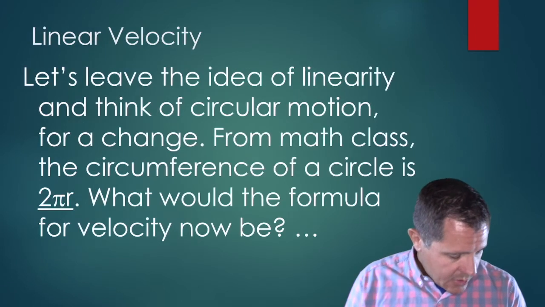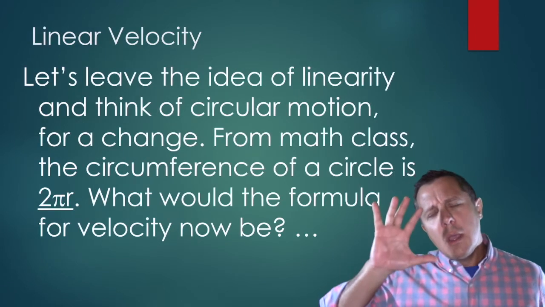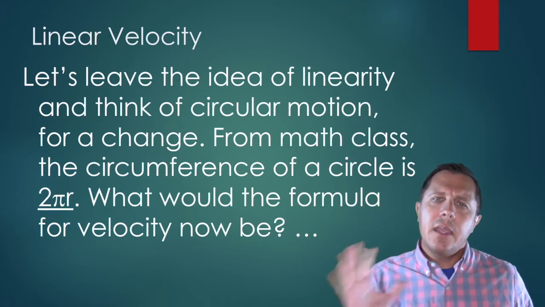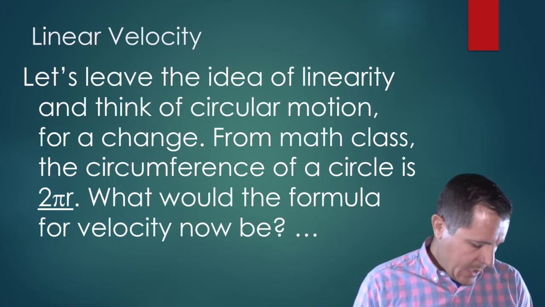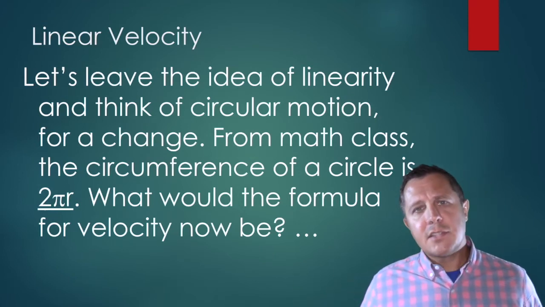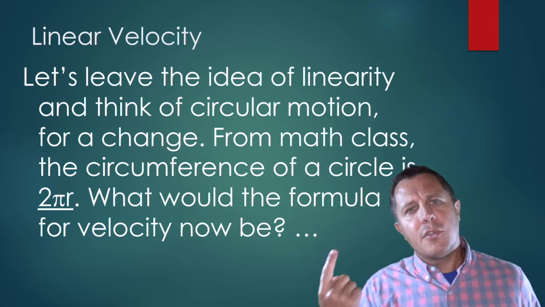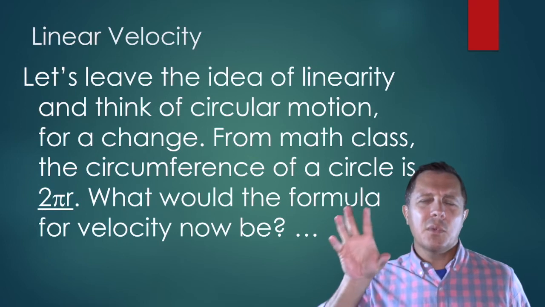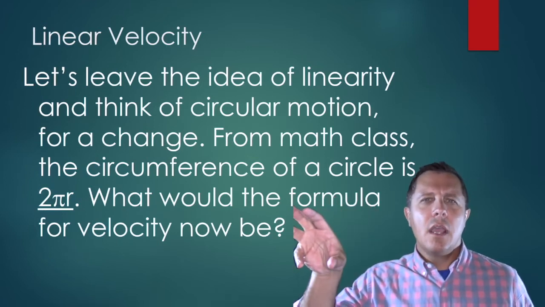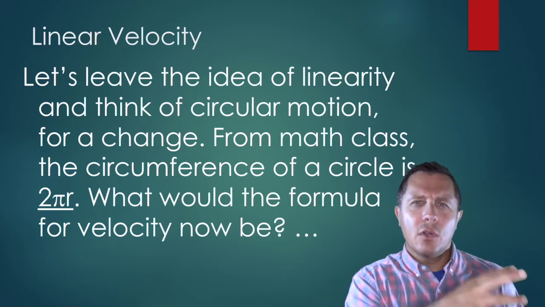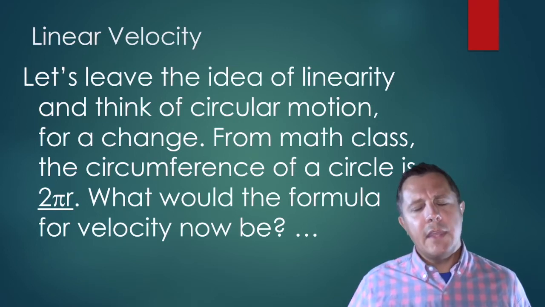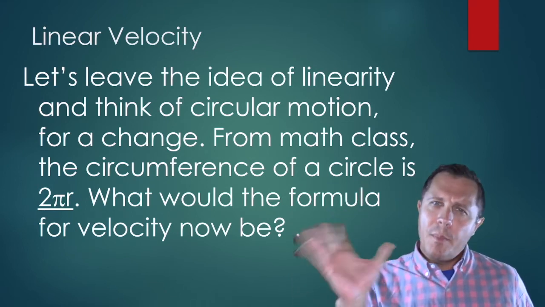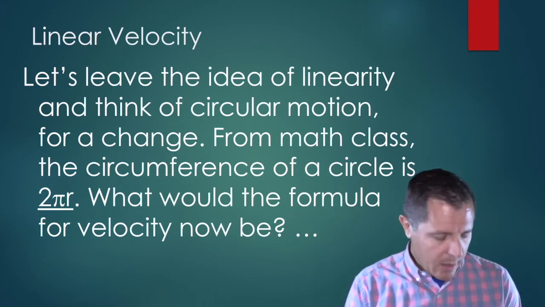All right, so we are going to leave the idea of things going in a straight line and think about objects moving in a circle. Now if you remember math class, if something goes around a circle, the circumference is going to be 2 times pi times radius. So what we're going to do is take this idea of circumference and fit it into what we've learned so far about velocity. So when things are running around a circle, we will think circumference and we'll remember radius, because radius is going to be important when we're talking about circular motion.